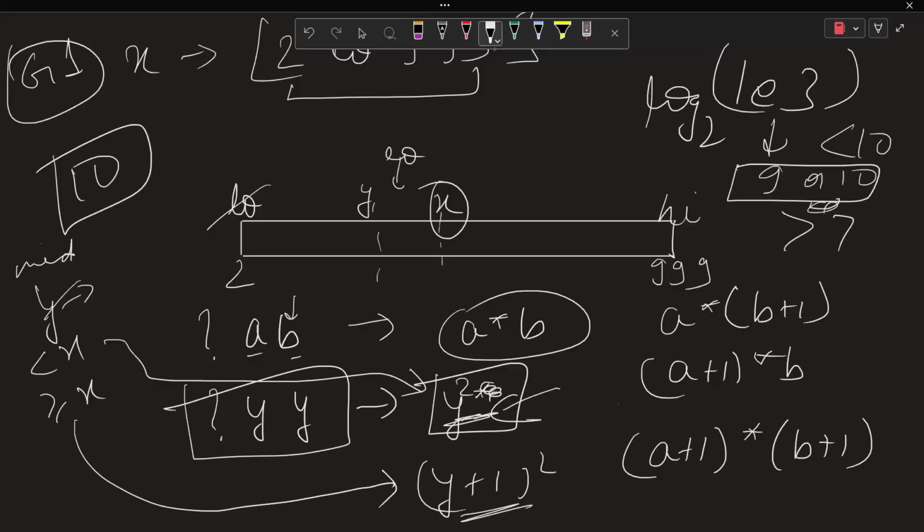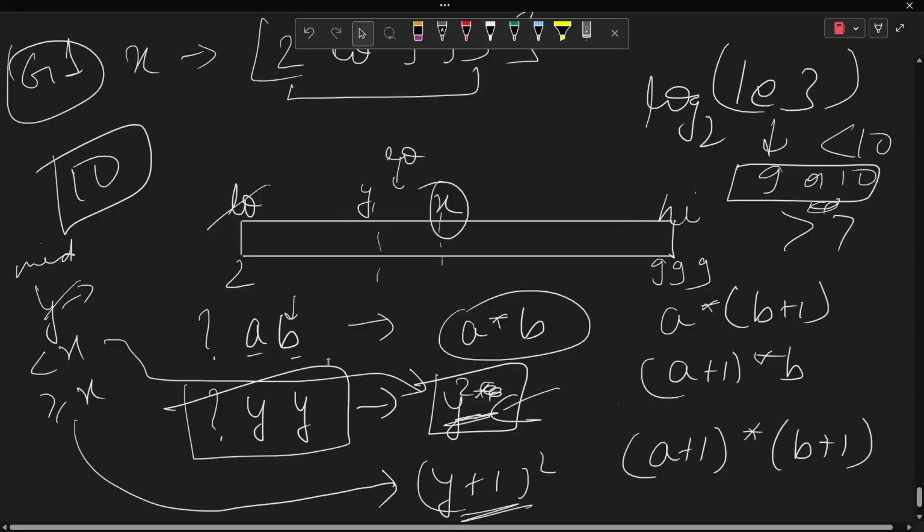I have directly written the code for G2, so I cannot show you the code for G1. I would attach that code in the description, just the G1 approach. So let's discuss the G2 approach also, then we would see the code.